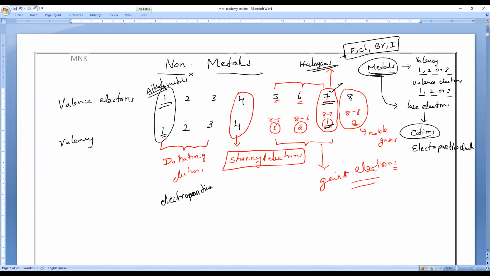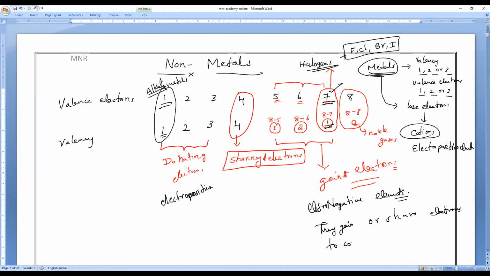Electropositive is to metals as, in the same way, these non-metals will gain electrons. That is why we used to call them what, guys? Electronegative elements, negative ions. So they gain or share electrons, both. They gain electrons or they will share electrons.